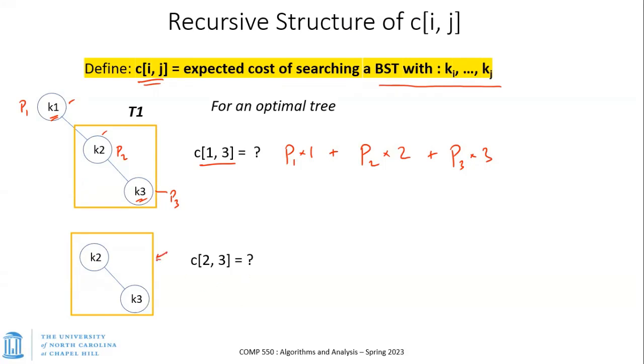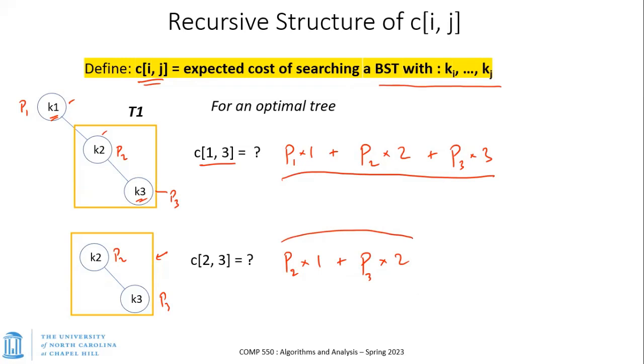Now, we're going to separate out the subtree and just look at the subtree. So what's the cost of 2, 3? Well, that's basically the probability of P2 and P3 happening. So P2 times now 1, because now we're assuming that the subtree is right at the top. We're just looking at that subtree. So P2 times 1 plus P3 times 2. Now the question is, can we combine these two equations?